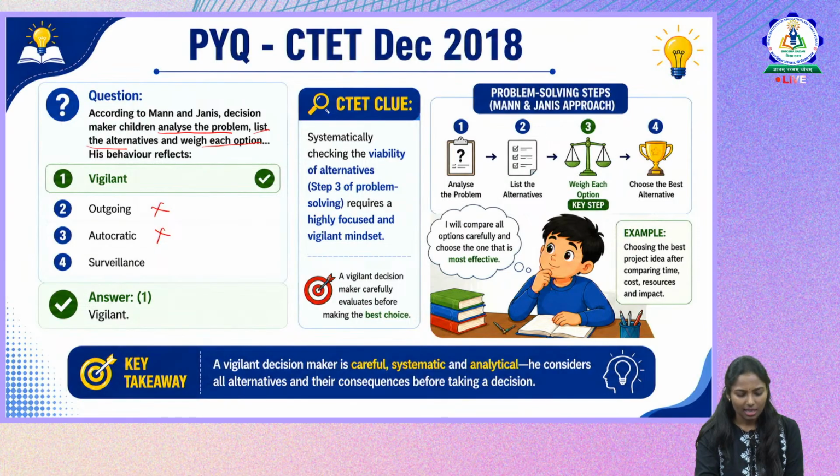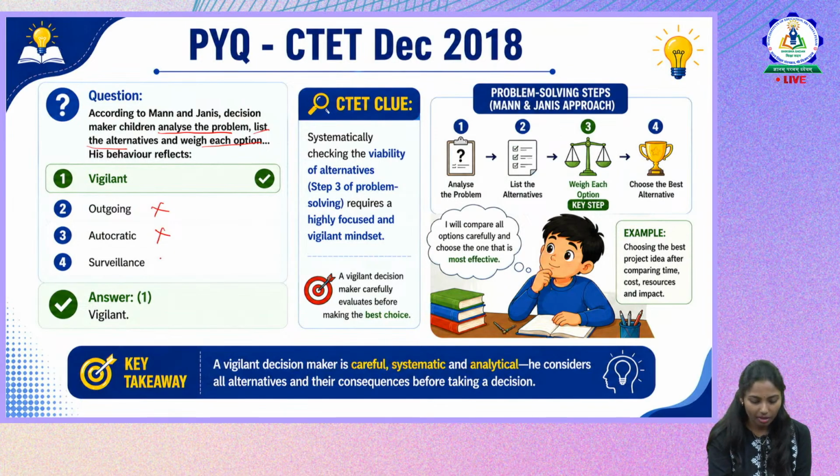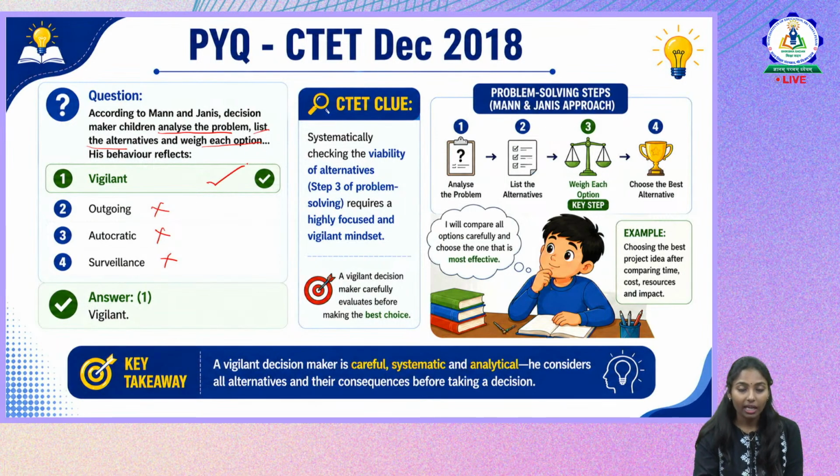Then comes surveillance. Surveillance is nothing but observing, like even CCTV footage can be called surveillance. So it is like observing and doing. It has nothing to do with the discussion that was made. So by eliminating like this, we can reach the right option, if you don't remember the meaning of that word at that time. Okay. So this is how we can also answer these questions.